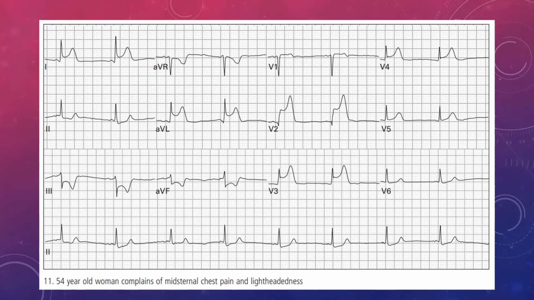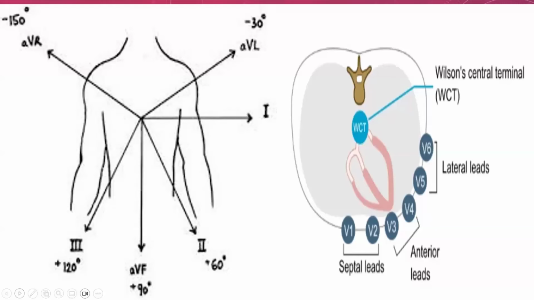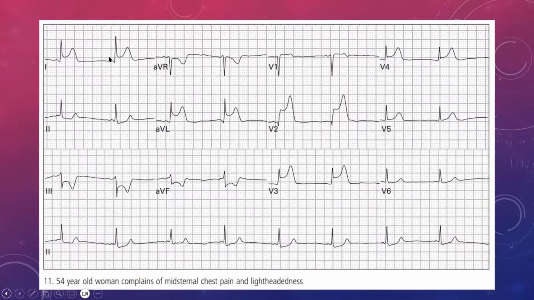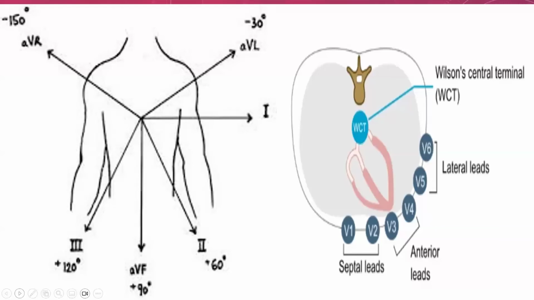Now, I just want to pause for a second and go to a diagram that we have seen before. If we remember correctly, our ST elevations were in leads 1, AVL, V2, V3, and V4. Let's leave it at those for now, because I want you to learn this, as it will really make life a lot easier for you when you're working. So let's mark them off.